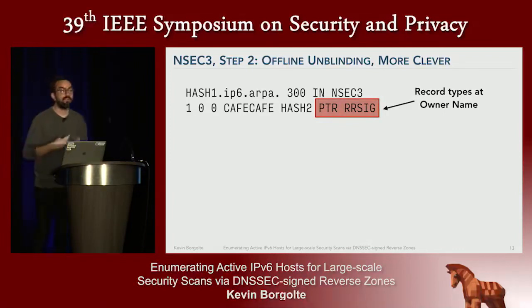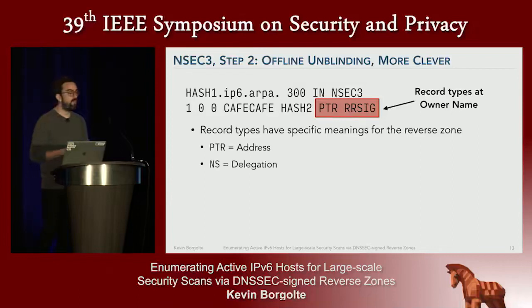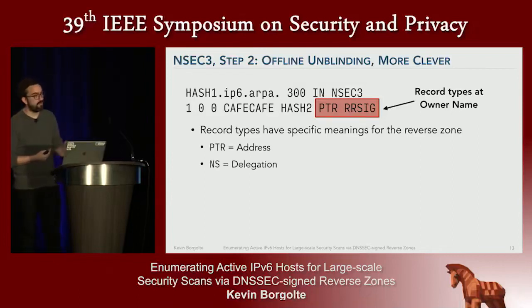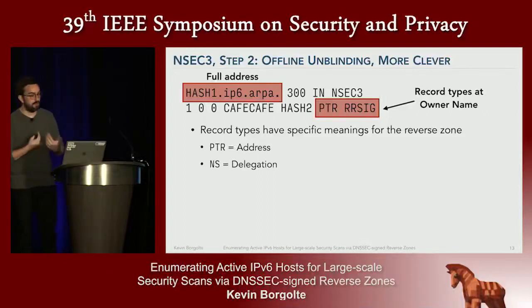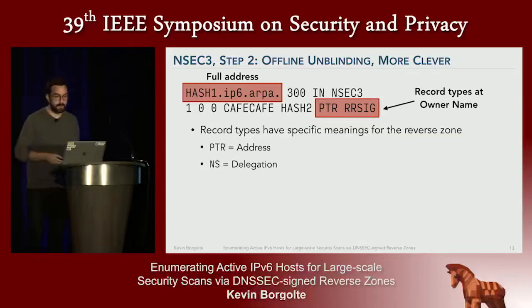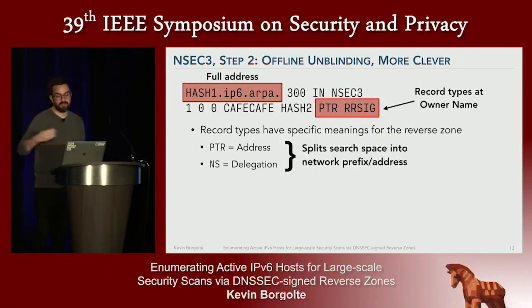And we can exploit this knowledge because the IPv6 reverse zone is actually well organized. The record types have specific meanings in the case of ip6.arpa. Specifically, a pointer record means it's an address, while an NS record means it's a delegation, which in the majority of cases is a network prefix for IPv6. So in this case, if you look at the top of the slide, hash1.ip6.arpa actually points to an IP address. So we know that it's going to be a specific IP address, and we might also be able to determine a prefix previously. And this allows us to split the search space into a search space for network prefixes, as well as a second search space that we can use for full addresses.